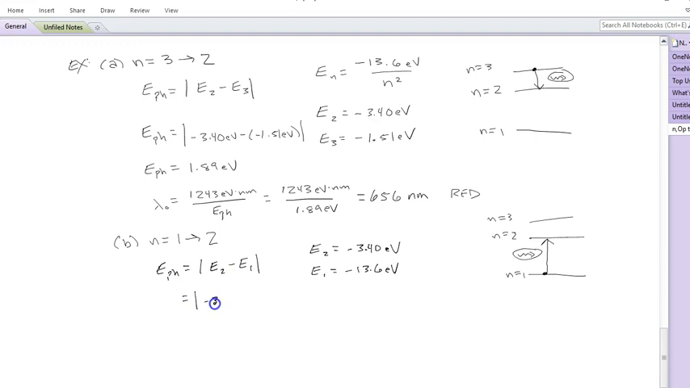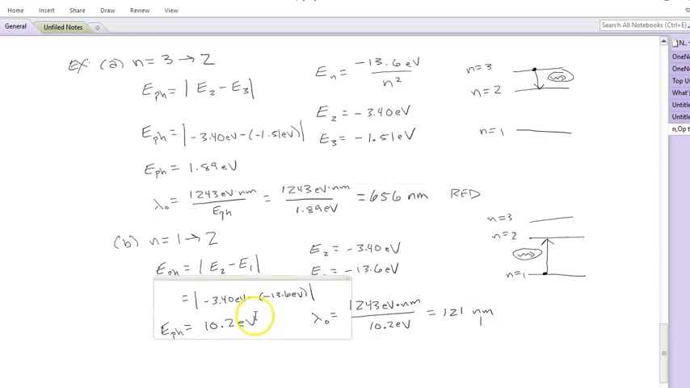So again, what's your minus sign? So minus 3.40 eV minus negative 13.6 eV. And if I do that difference, I'm going to get 10.2 eV. So that is the energy of the photon that's absorbed. And then to figure out the free space wavelength, I just take 1243 eV nanometer and I divide by the energy of the photon, 10.2 eV, and I will get the wavelength in nanometers, which turns out to be, I think, 121.